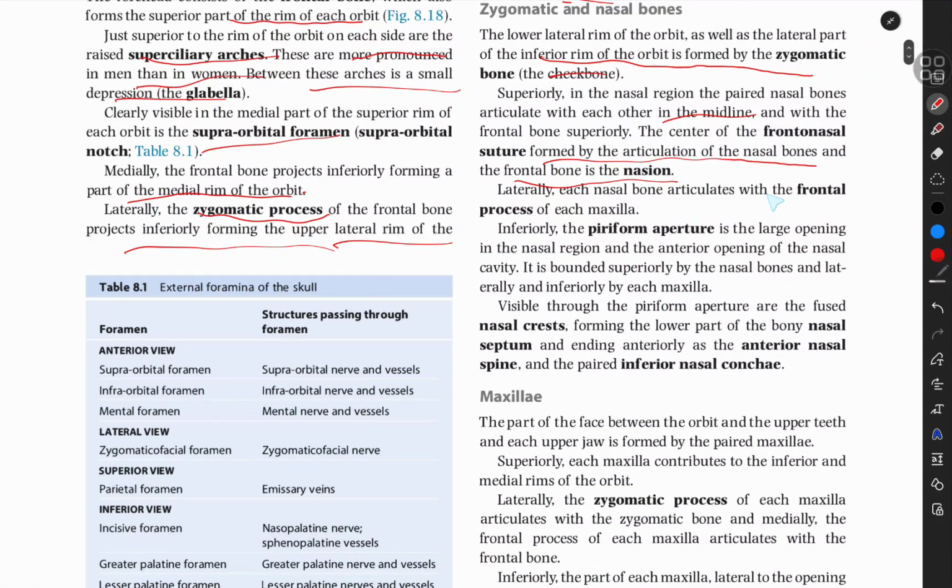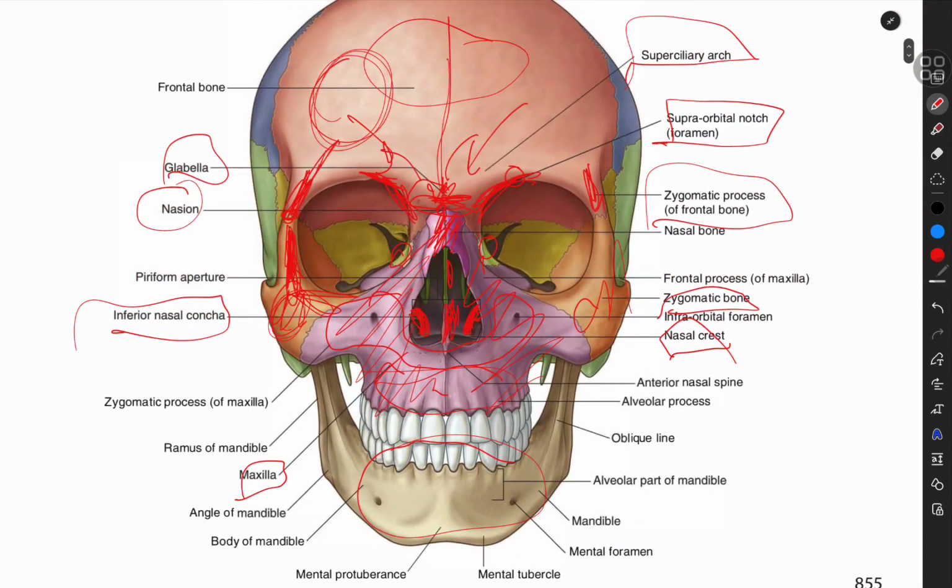Laterally, each nasal bone articulates with the frontal process of each maxilla. Frontal process of the maxilla, nasal bones articulate here.